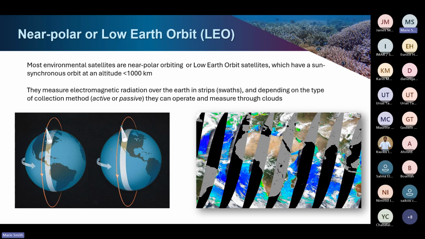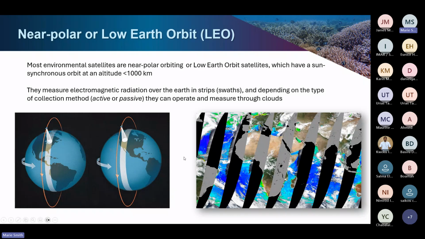So most of the environmental satellites that orbit the Earth are either near polar orbiting or low Earth orbit satellites. So this means that they go around the planet close to the poles, and they measure the planet while the planet is rotating beneath it. This happens when these types of satellites are orbiting at an altitude of less than 1,000 kilometers.